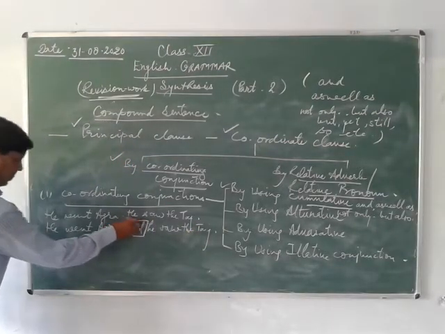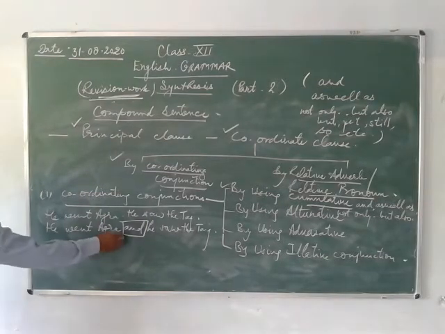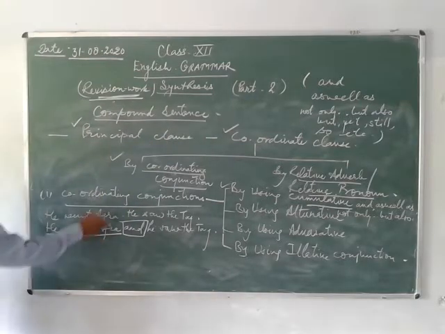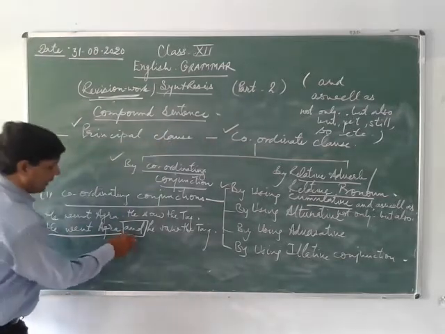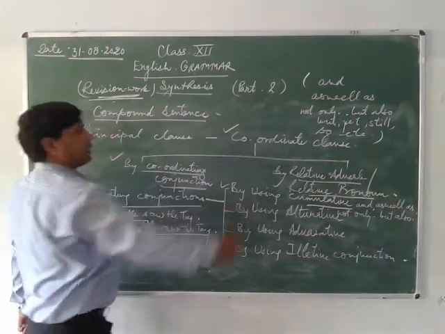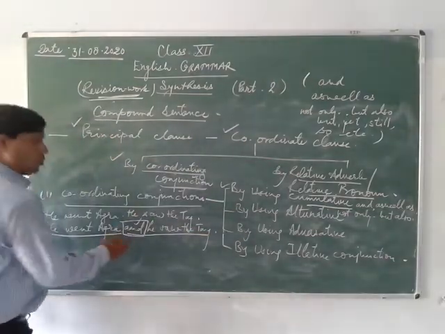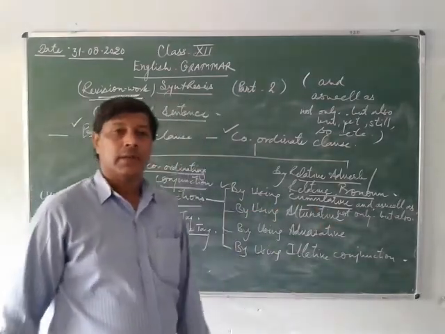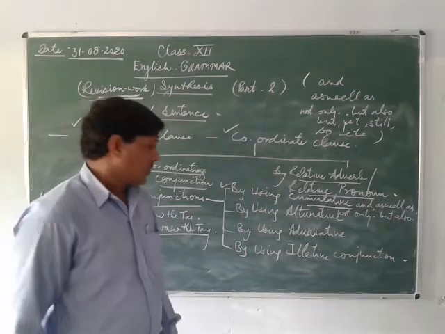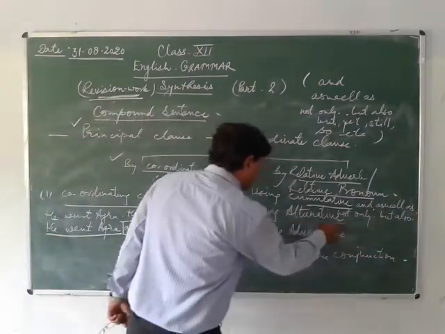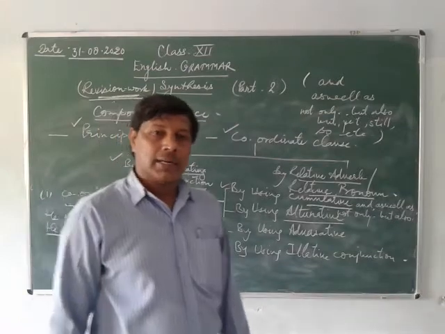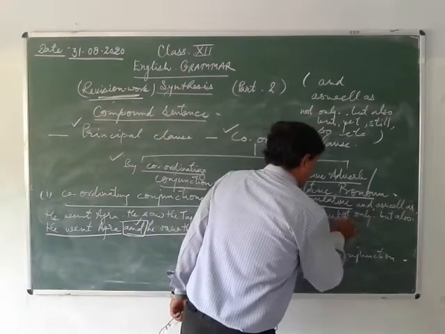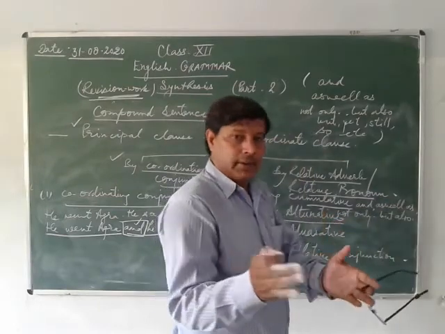Now this one, he went to Agra, is called the principal clause, and he saw the Taj is the coordinate clause. And here you will find the conjunction and, a cumulative conjunction. Second is by using an alternative conjunction. In an alternative conjunction, you use a conjunction which gives you an alternative.